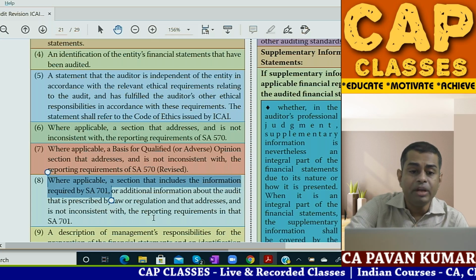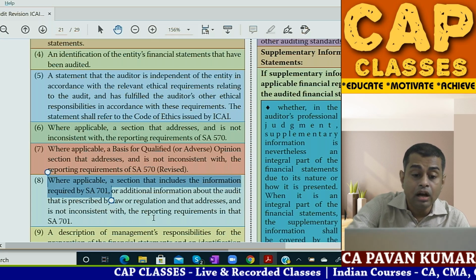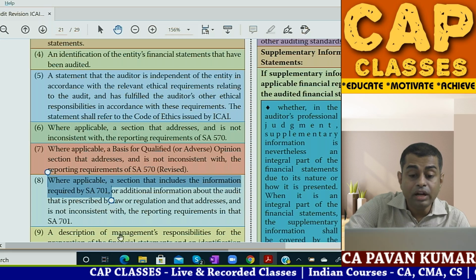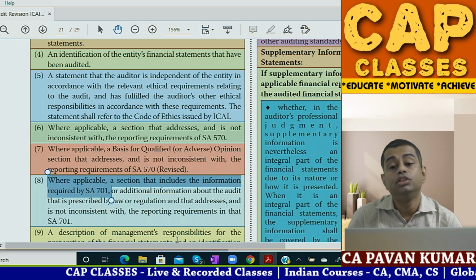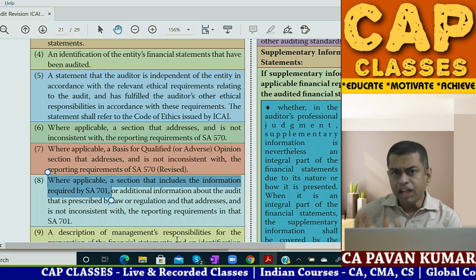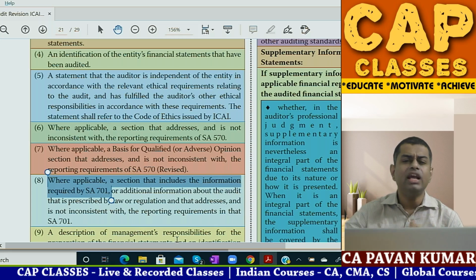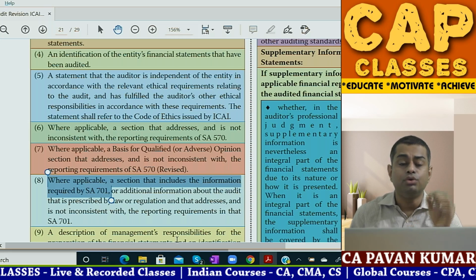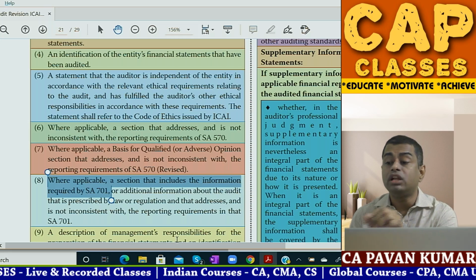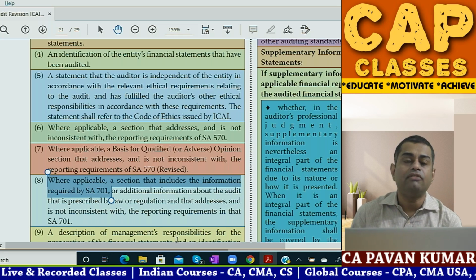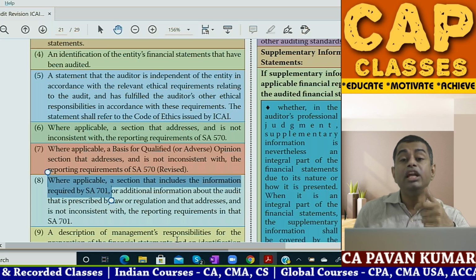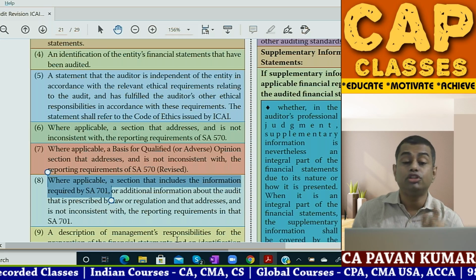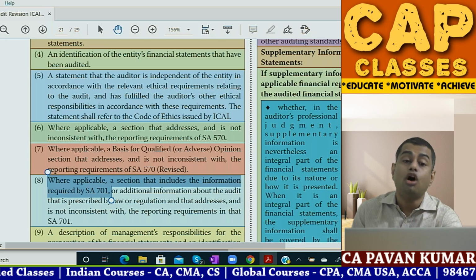Basis for opinion. Then what is the below one? The 9th one, management's responsibility. You should be able to write it. International courses ask this more; Indian courses ask this less. But at times in MCQs, they might ask you, the auditor wants to report this as a key audit matter paragraph, where should it be included in the independent auditor's report? So you should remember the sequence also.